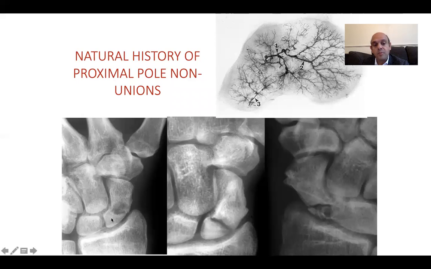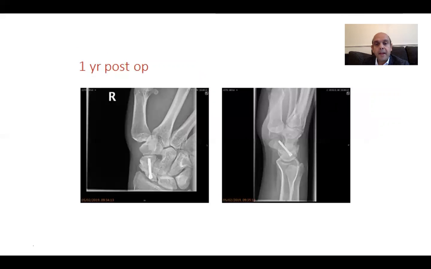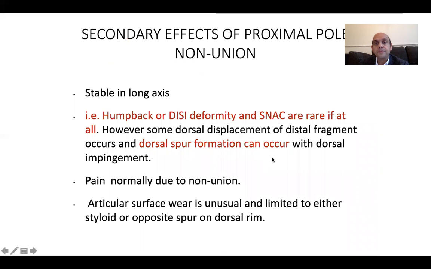But proximal pole problem is, if you see sclerosis happens, AVN happens, then fragmentation happens. So these are the ones, for example, this case, again, young man, proximal pole, and you can see some spurring happening. So this is a non-union proximal pole. And again, you go from the dorsal approach, you use your radius graft, cancellous graft, and X-ray has to be 1 year post-op. Last final 2-3 slides. So proximal pole non-union, important is humpback, DISI or SNAC is very rare.